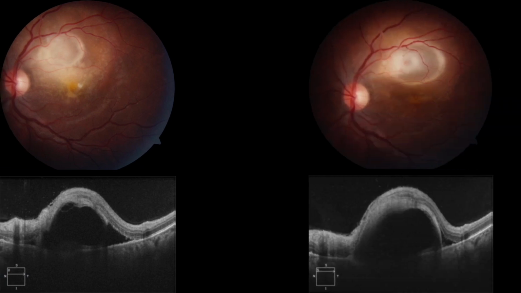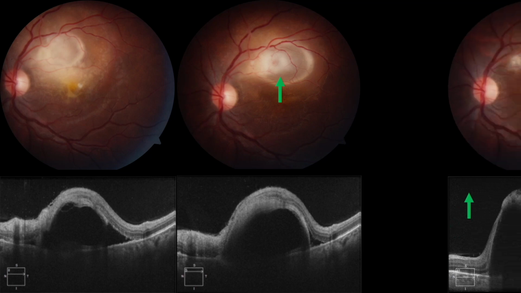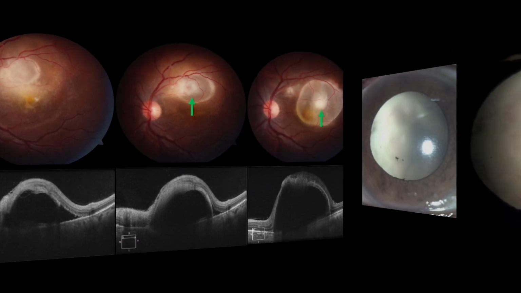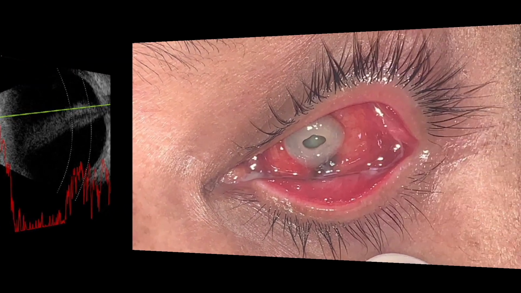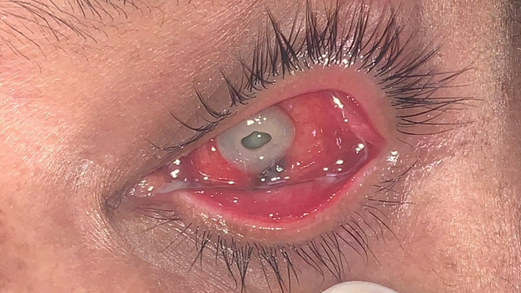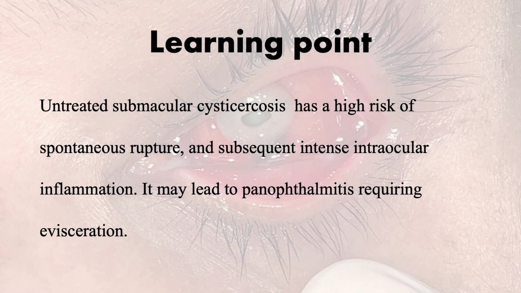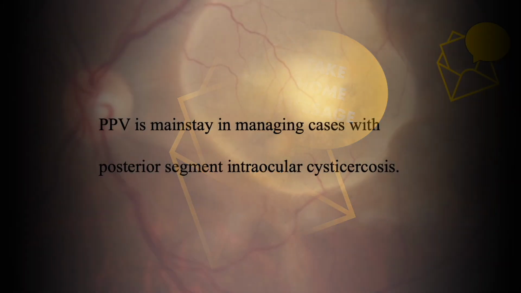The fourth case is a 35-year-old female who presented with a small subretinal cysticercosis in the left eye. The cyst enlarged significantly over the next 4 weeks. Although advised surgery, she did not consent and was lost to follow-up. She came back after 6 months with leukocoria and a narrow funnel RD on USG. She progressed to panophthalmitis and finally required evisceration. Hence, untreated submacular cysticercosis has a high risk of spontaneous rupture. It may lead to panophthalmitis requiring evisceration.